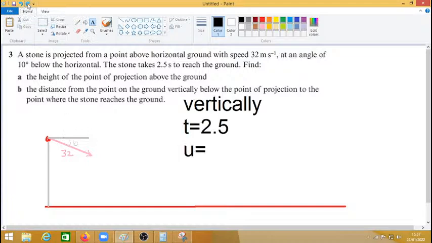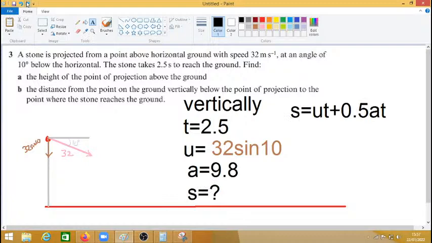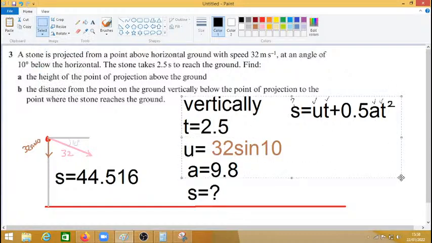And then the next thing is to think about what you know. If you're trying to get the height above the ground, you've got to be thinking vertically. So vertically, you know the time is 2.5. You know the initial velocity is 32 sine 10. You know the acceleration. Notice we had it positive this time because it's being fired downwards. And then put everything into the formula and solve to get the vertical distance. Good.